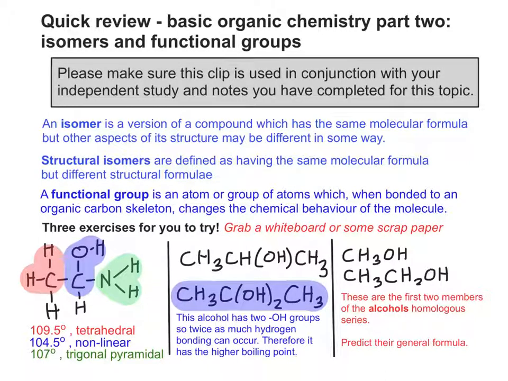So moving along to the 2 alcohols, the second alcohol has 2 OH groups, so twice as much hydrogen bonding can occur, therefore it has the higher boiling point.